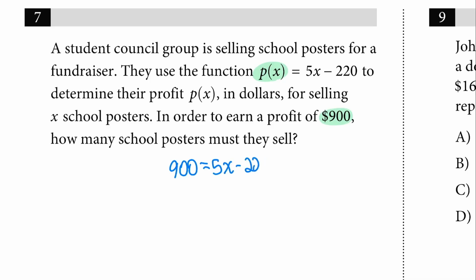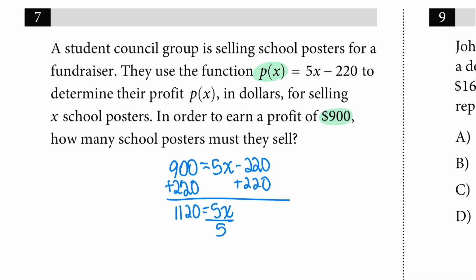So first thing that we're going to do is add 220 to 900. That's going to be 1120 equals 5x. And then when we divide both sides by 5, we're going to get 224.